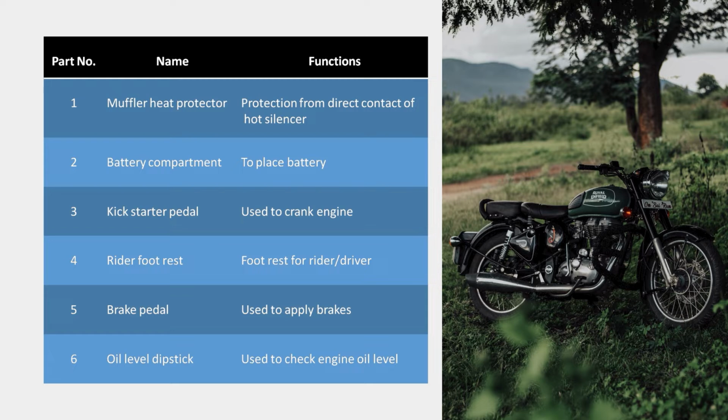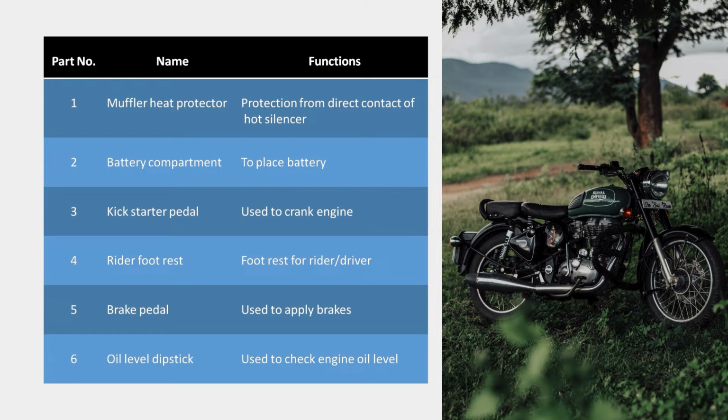Muffler basically provides protection from direct contact with the hot silencer. You know that hot gases are coming, so the silencer or muffler becomes very hot. So we provide a heat protector, a simple perforated steel sheet which covers the muffler, so that you, as a driver, your feet or your leg should not touch the hot muffler.